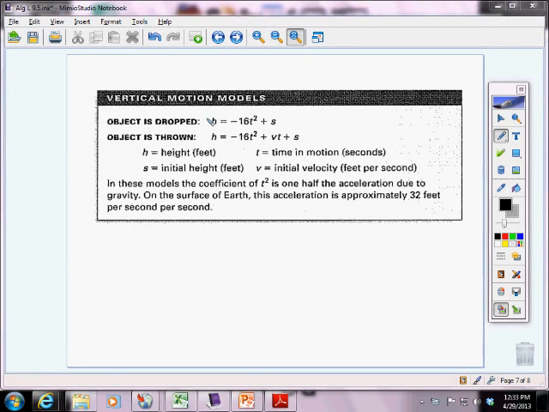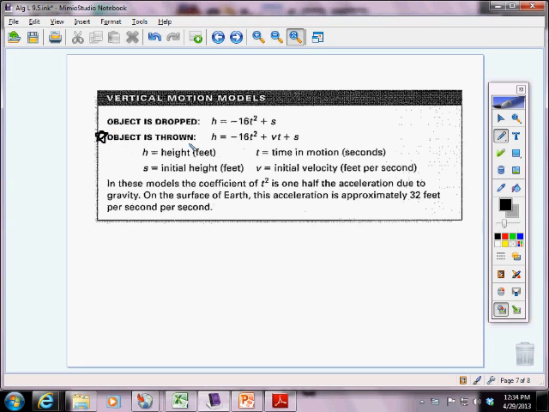We've already looked at this first vertical motion model. It says an object is dropped. Its height equals negative 16 times t squared, t representing our time, plus s. S is our initial height. The one we want to focus on today is when it's thrown.